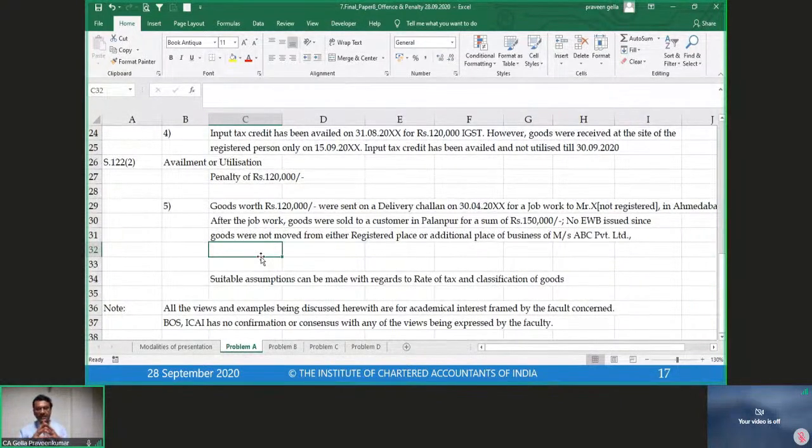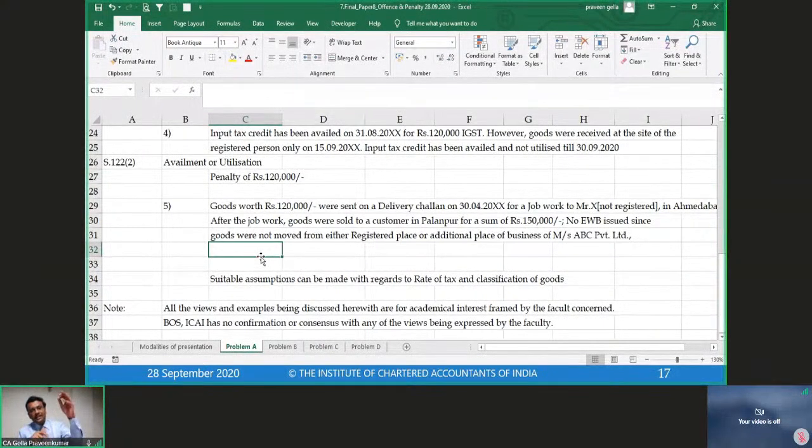X, not registered. The moment I say the job worker is not registered, in the miscellaneous provisions, section 143 talks about your job work provisions. I have sent the goods on 30th April to a job worker. This job worker is not registered. This job worker is in the state of Gujarat, in the district called Ahmedabad. After the job work, goods were sold to a customer in Palanpur.